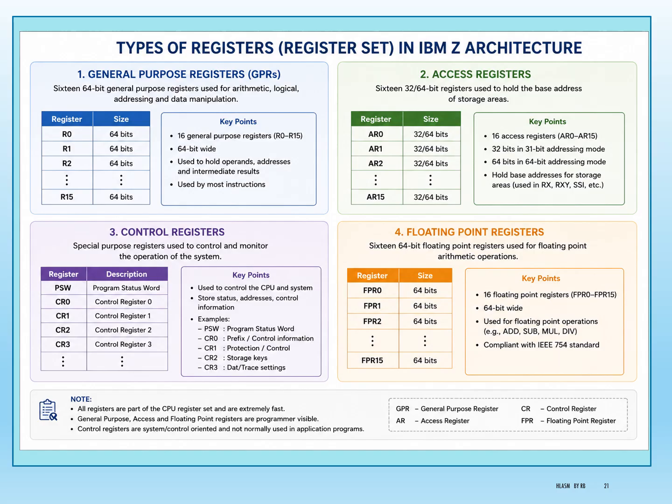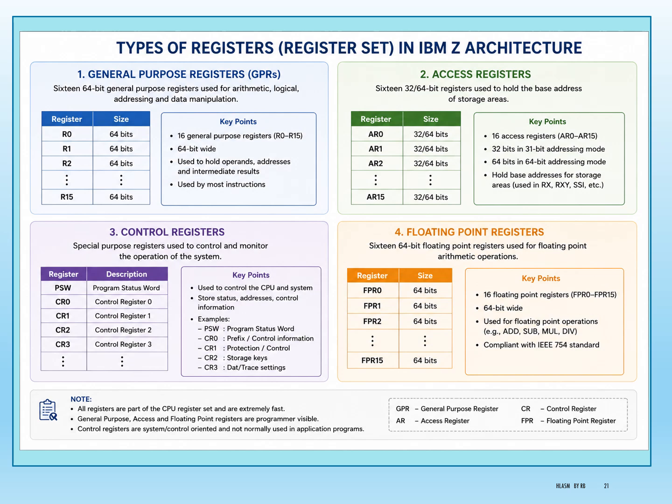Now we are getting into registers. As you can see, there are four types of registers: general purpose register, access register, control register, and floating point register. The purpose of each of these registers is different, but what is very important for us is the general purpose registers. We are going to spend some time on it, but when you look at the previous chart, there is something called the register set.